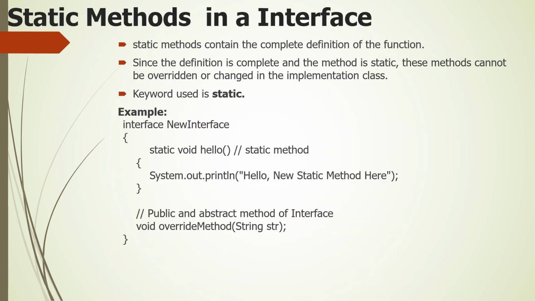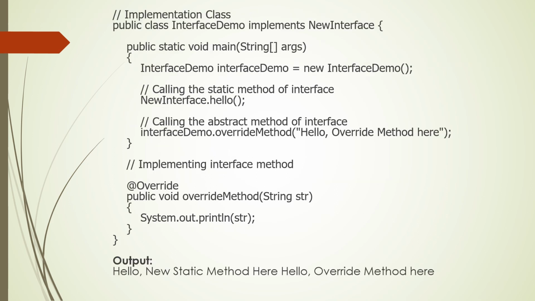Static methods we can create in Java 8 onwards. So here we have a static method hello. It prints a hello new static method here. So the class interface demo implements the new interface. We create an object for the interface demo, and using that we are calling the static method hello of. No object is created for new interface. Directly we are calling the static method hello. It will print the message inside it.